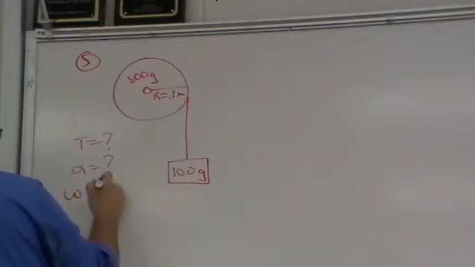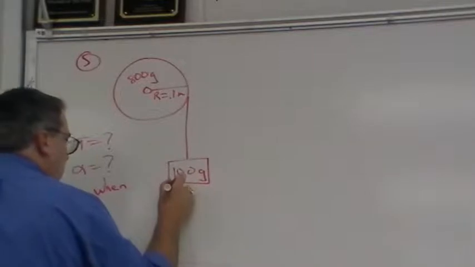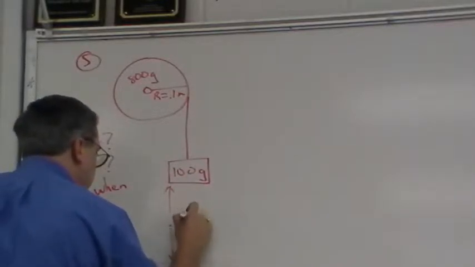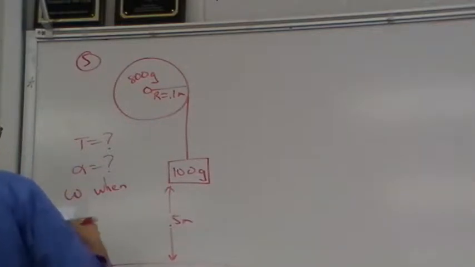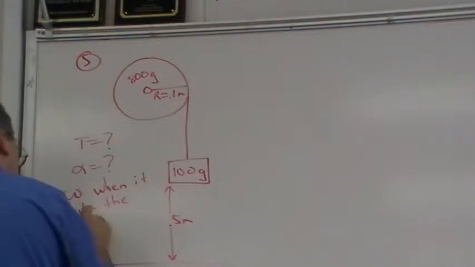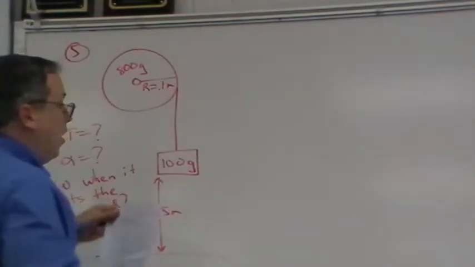Angular speed, omega, when the block hits the ground. And to hit the ground, it has to move down 0.5 meters. Okay.